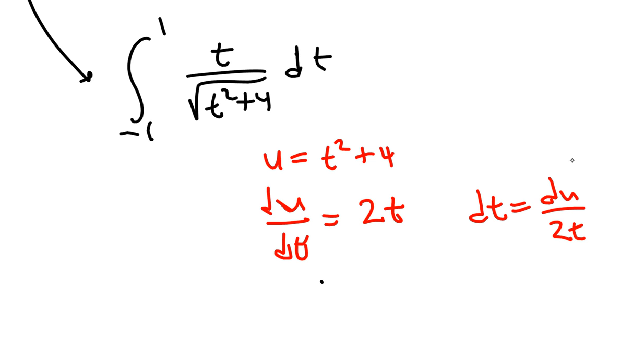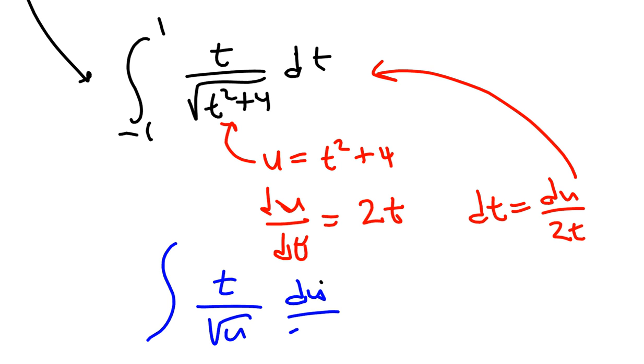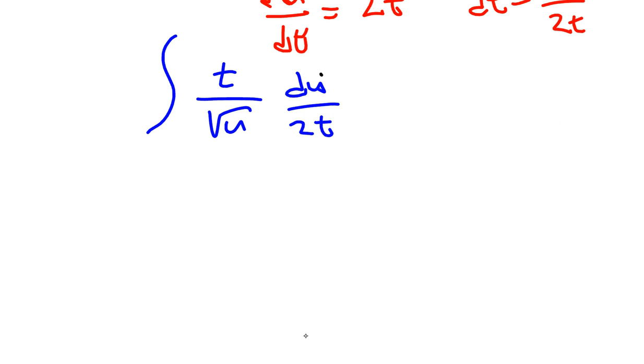And so what we're going to do is plug this expression in for dt, and plug u in for the expression under the root, and see what happens. So here we are, the integral, wrong pen, I wanted blue here, just to change the colors. We get the integral of t on top, square root of u now, and then dt becomes du over 2t. And you know things have gone well if the t cancels for you, which it does here.